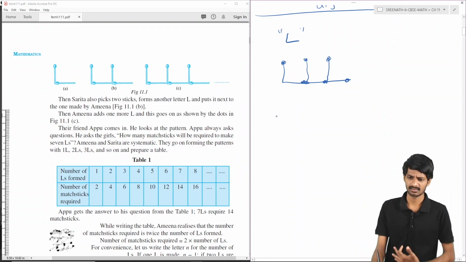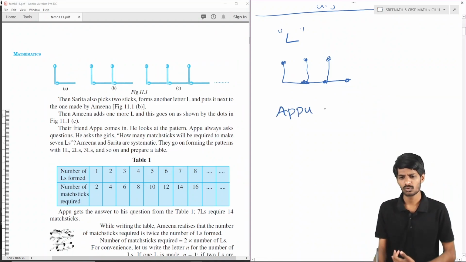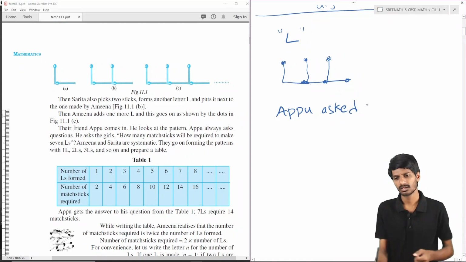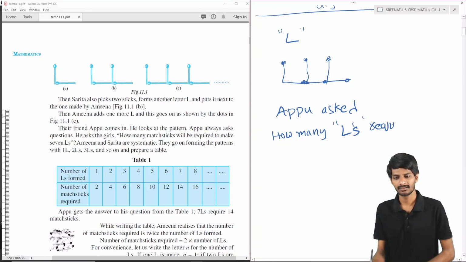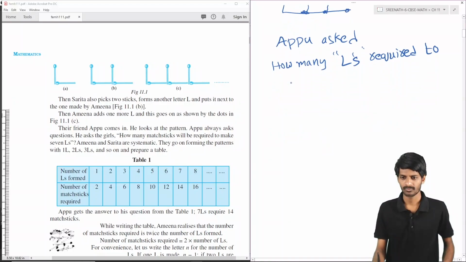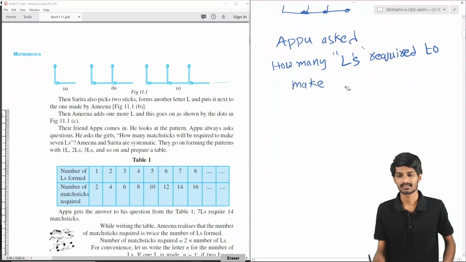So Appu asked, how many matchsticks are required to make 7 L's in this pattern?